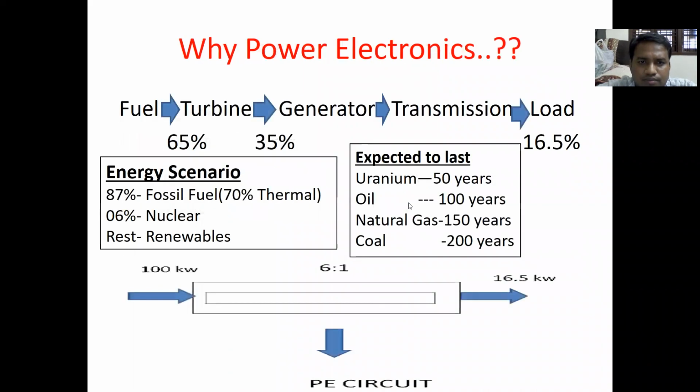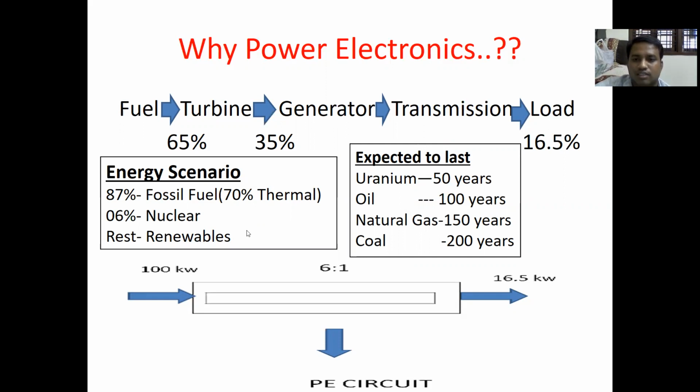Let us take why power electronics. I am taking the example of coal. Before going to that, you know that in India, our energy scenario is that most of the energy generated is from fossil fuel, that is 87 percent. In that, 70 percent is from thermal and 6 percent is from nuclear, and the rest of the power is generated from renewable resources, like solar, wind, ocean, etc.